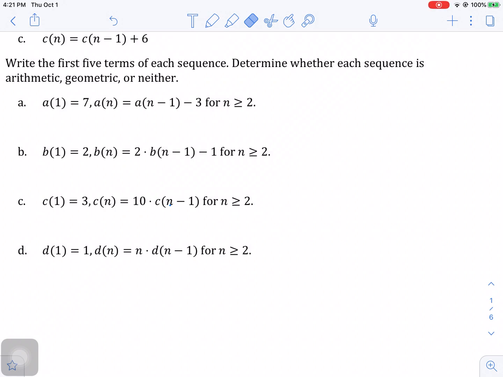Hi, Amaya. I am going to just go through a couple of these. It says to write the first 5 terms of each sequence and determine whether it's arithmetic, geometric, or neither.